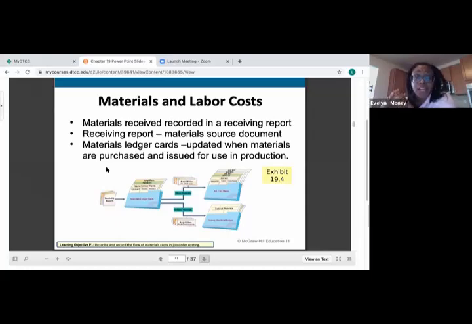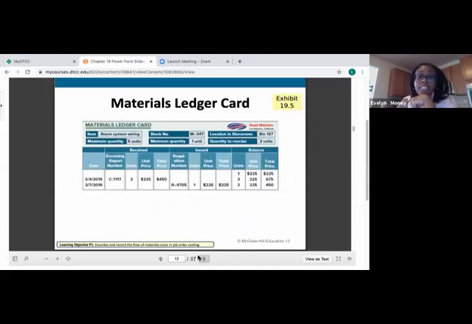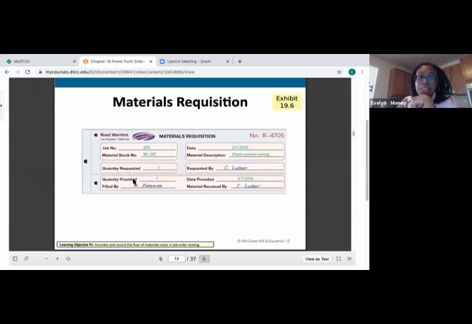The materials ledger card will keep track of everything as it relates to materials: what's coming in, what's going out. The specific source document that we use to keep track of what's going out is the materials requisition form. So I'm skipping ahead because I want you to see the materials requisition form. So here is the materials requisition form. If you remember, when we prepared the schedule of cost of goods manufactured, we had to compute direct materials used. The materials requisition form is the source document for direct materials used.